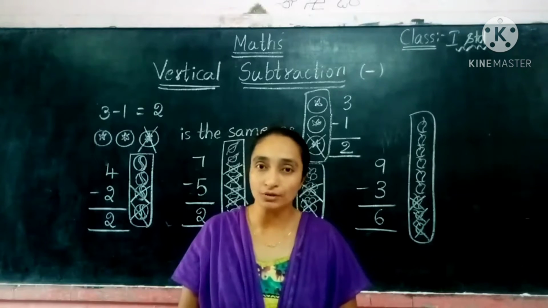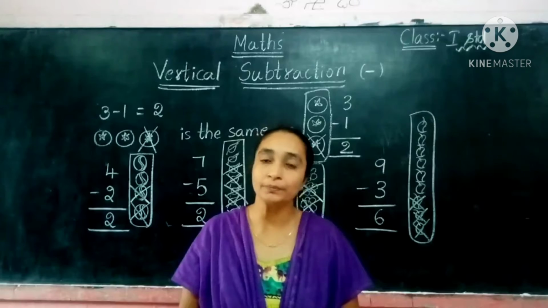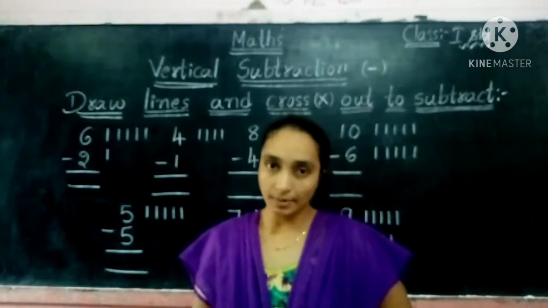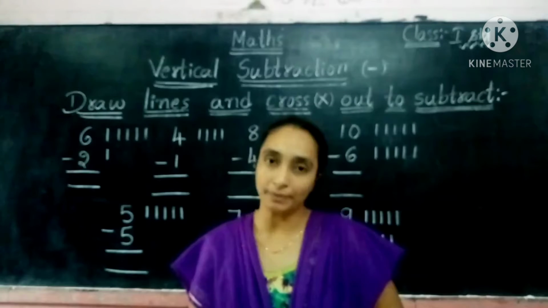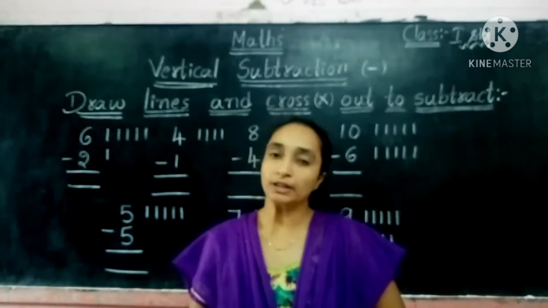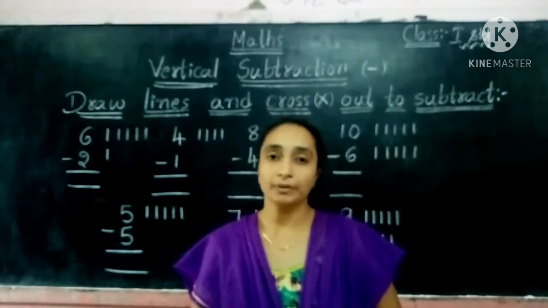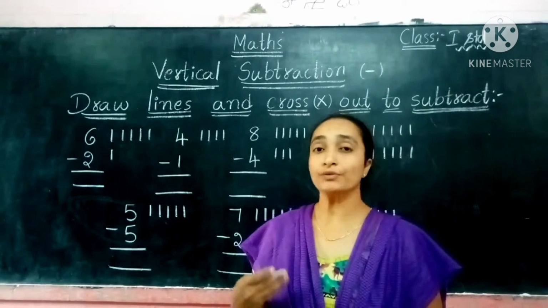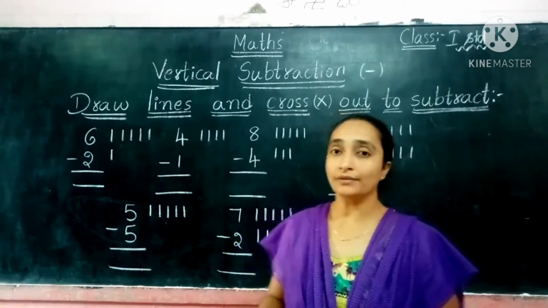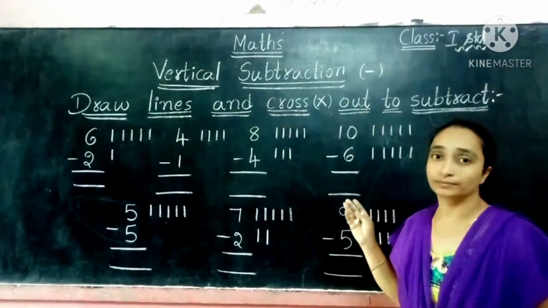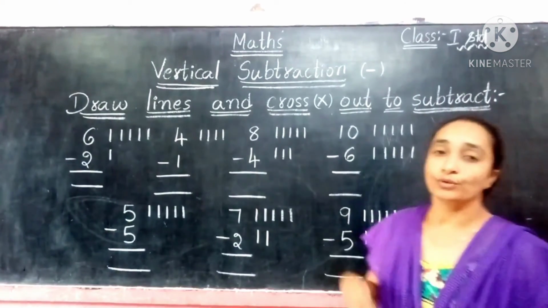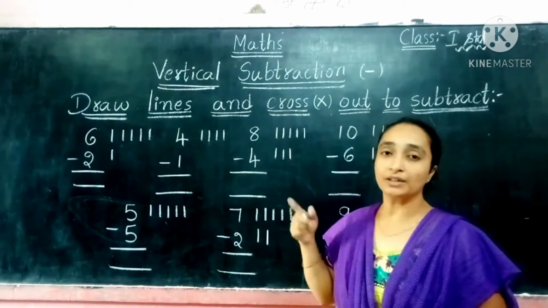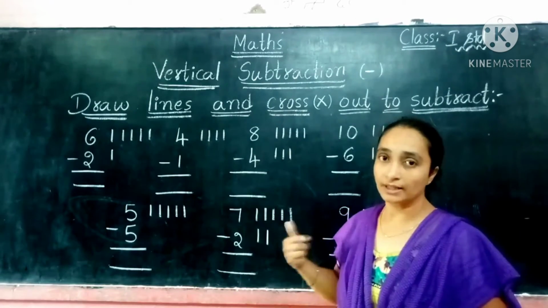So I hope all of you understood this vertical subtraction, children. Just now we have learned about the vertical subtraction by crossing out the pictures. The same vertical subtraction here, but with a small little change. Now here we have to draw the lines and cross out in the subtraction. So the first number, how much will it be? That many lines we have to draw, and then we have to cross out in the subtraction.